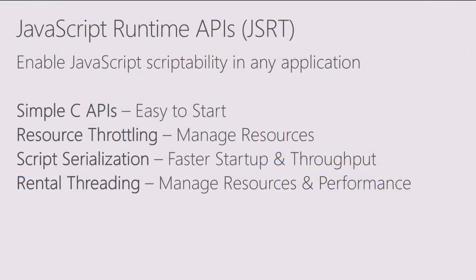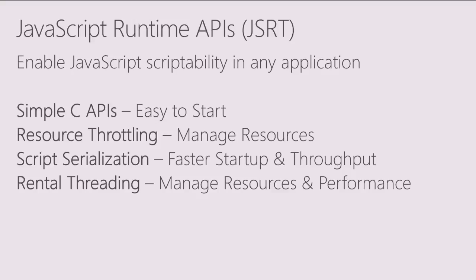And on top of these APIs, we have a bunch of features that are specifically targeted to hosting scenarios. So one of the things that you're going to want, especially if you're running user code, like a stored procedure type scenario, is resource throttling. So you can say, hey, this code gets X% of CPU and Y% of memory, something like that. So resource throttling is something that you can do with JSRT.